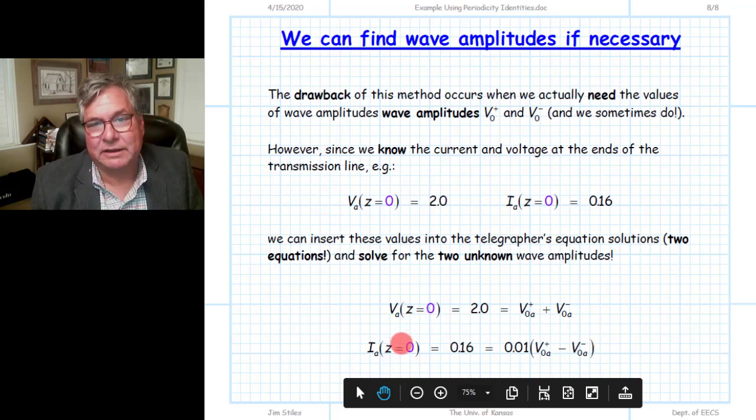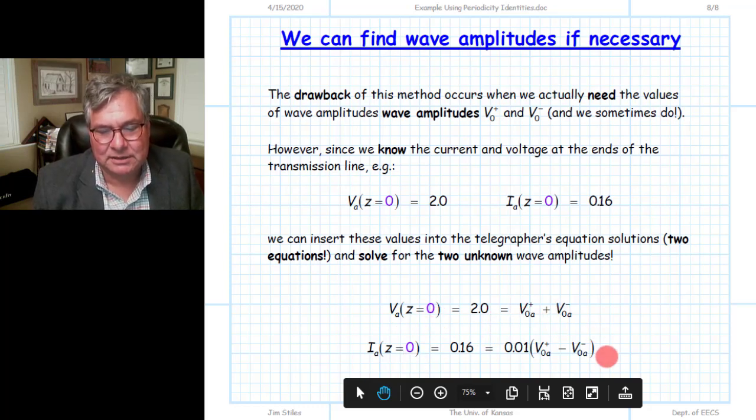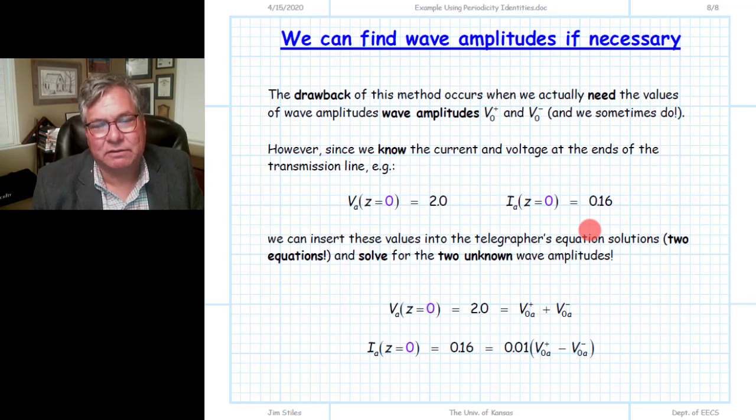If there's a point on the axis where z is equal to 0, that's a useful place to apply your simultaneous equations because the mathematics are a little bit simpler in terms of the analysis. So again, if what you're interested in is a voltage or current at one end of the line or the other, these identities make the analysis of the circuit much simpler and much quicker to get the correct answer.